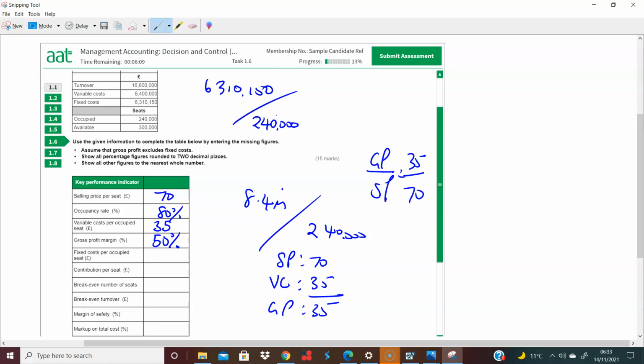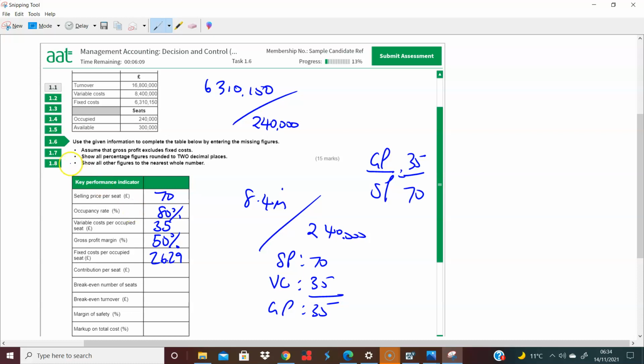So you have that, and so you have here 6,310,150 divided by 240,000, and that's 26.29. It says round to two decimal places. I'm going to say, yeah, 26.29 is really the answer there. 26.29 is the fixed cost per occupied seat.